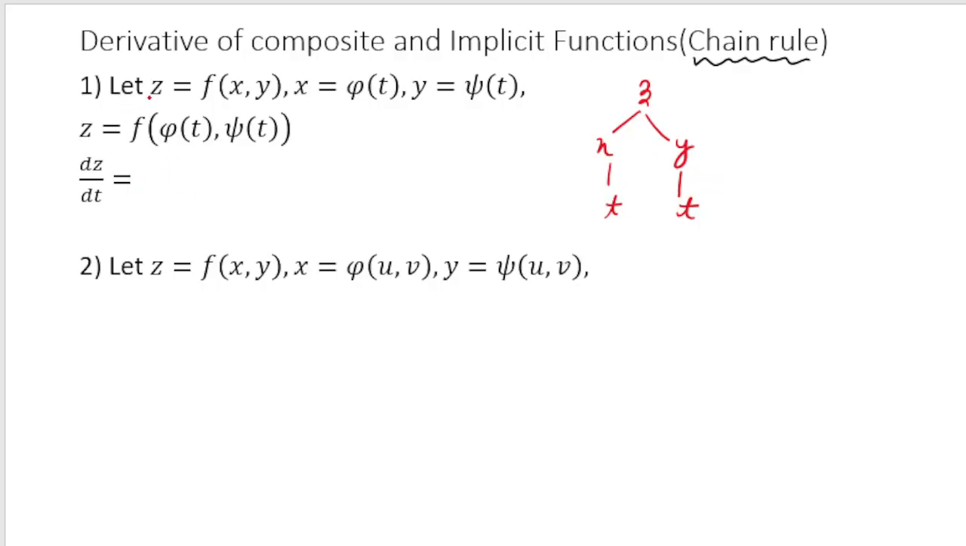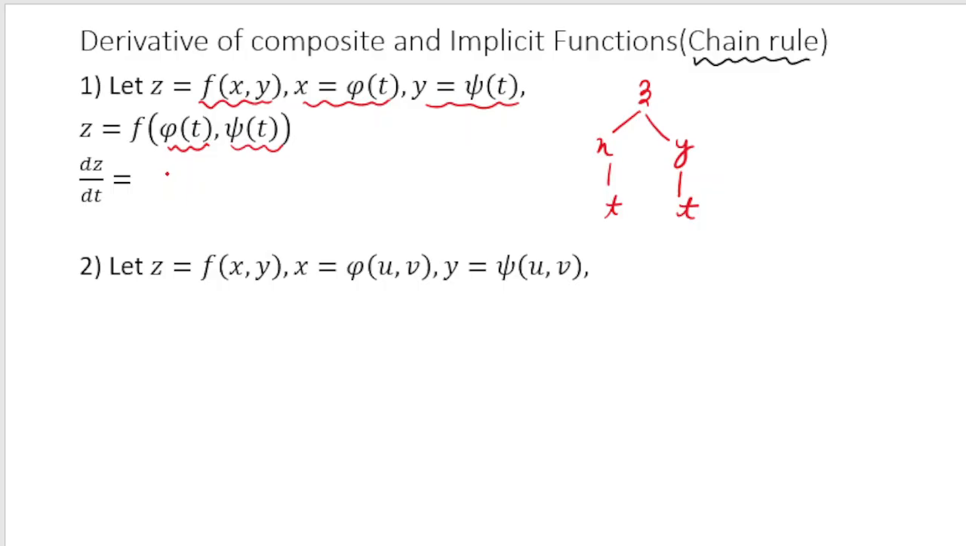So here we have the situation. I am writing z, which is a function of x and y, and x is a function of t and y is a function of t. Then z, if I substitute the value of x and y, which is in terms of t, will become a function of t. So how to find dz by dt?